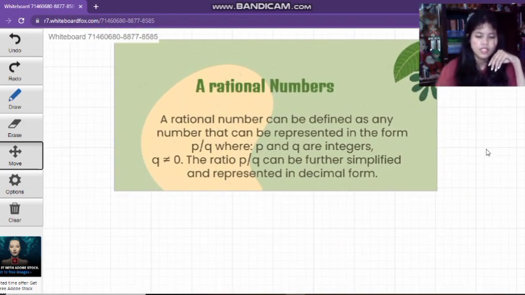Rational numbers can be defined as any number that can be represented in the form P over Q, where P and Q are integers while Q is not equal to 0. The ratio P over Q can be further simplified and represented in decimal form.